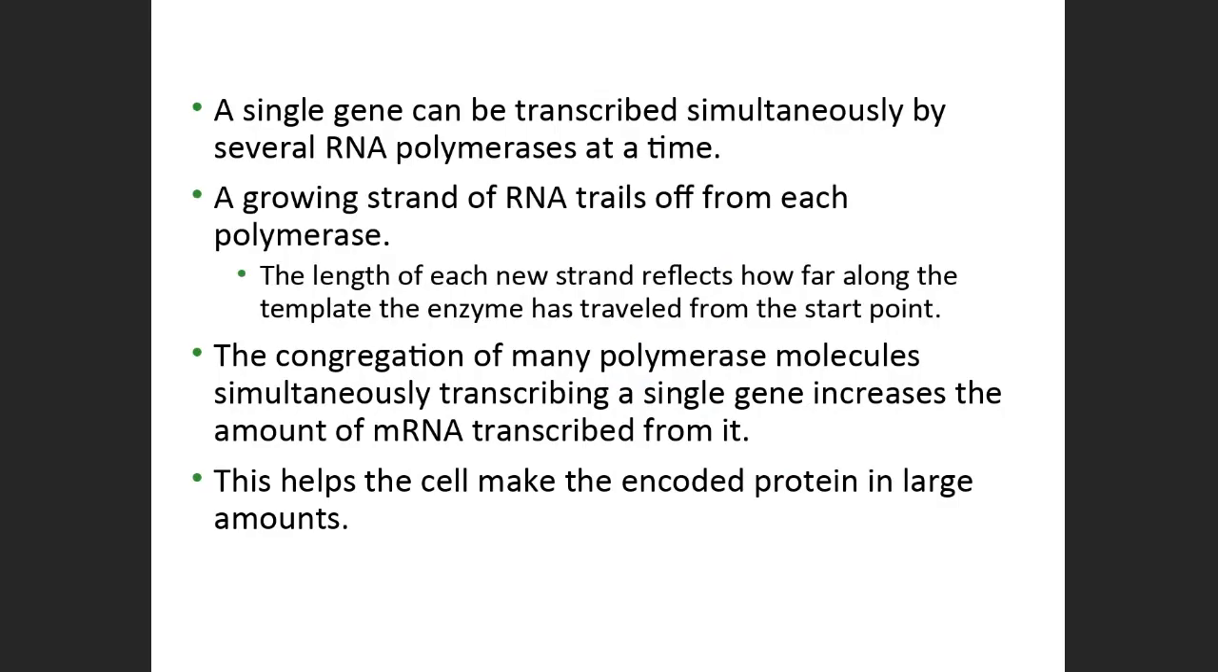A single gene can be transcribed simultaneously by more than one RNA polymerase enzyme. One RNA polymerase can hop onto the promoter and start transcribing. Another RNA polymerase can hop on right behind it and start transcribing. And another one can hop on right behind that one and start transcribing. So multiple RNA polymerases can be transcribing the same gene simultaneously, one after the other, so that a lot of messenger RNA transcripts are being made.